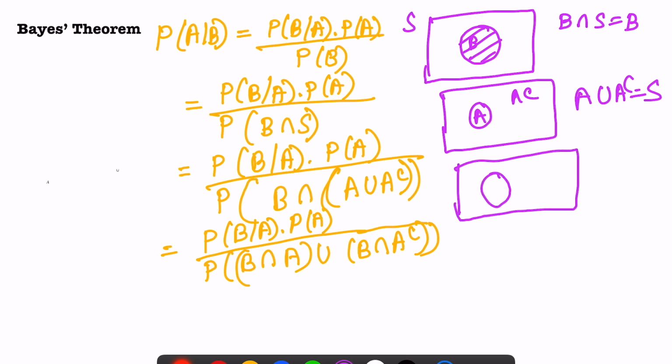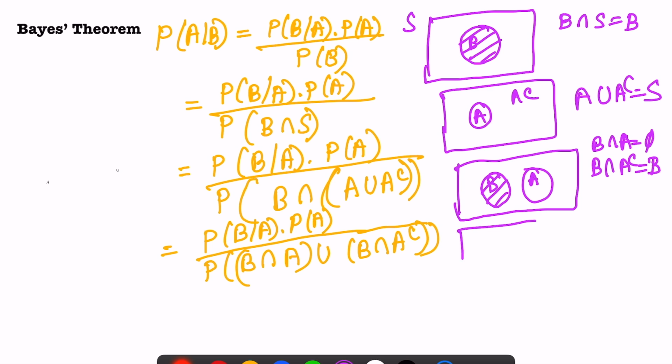this is B and this is A, and they are not intersecting with each other. Then what is B intersection A? B intersection A is, in this case, empty. But what is B intersection A complement? That is this part. So that is B, right?